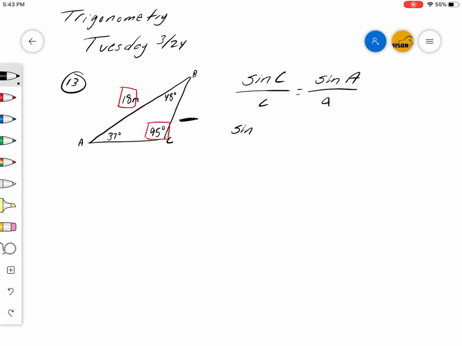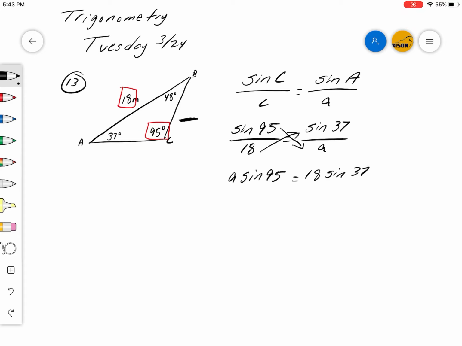I've got sine of C, which is 95, all over 18. And then angle A is going to be 37, so sine of 37 all over A. Again, we can cross multiply just like we did yesterday. So A sine of 95 is equal to 18 sine of 37.